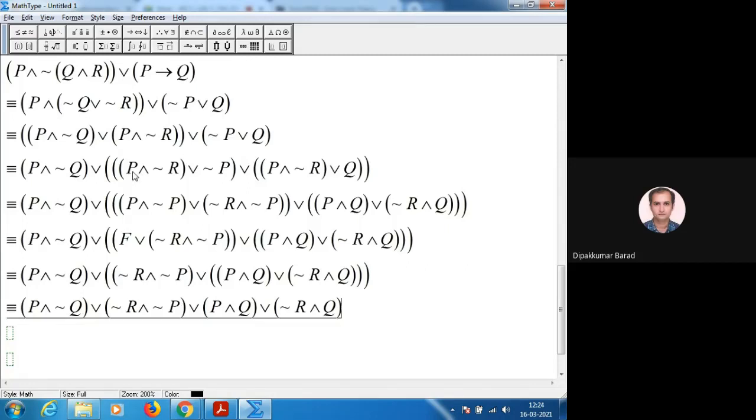In a similar manner here, P and not R or not P, what do I write? P and not P, or not R and not P. Now clear, Amit? Yes, sir. Or do you still have doubt?